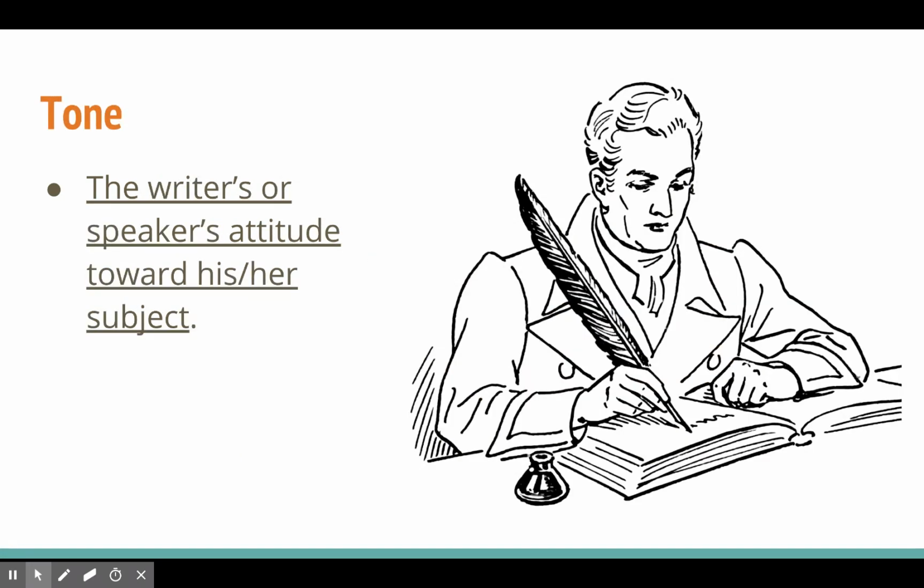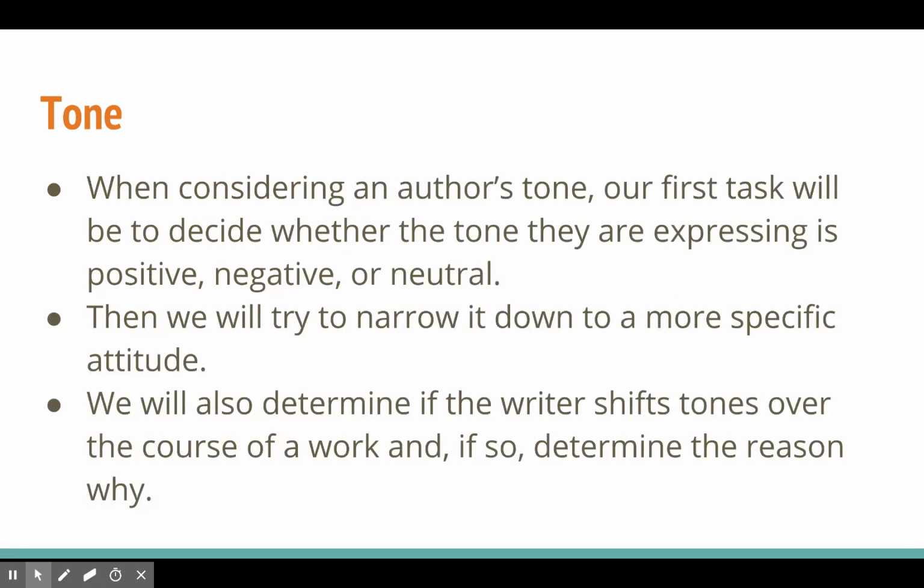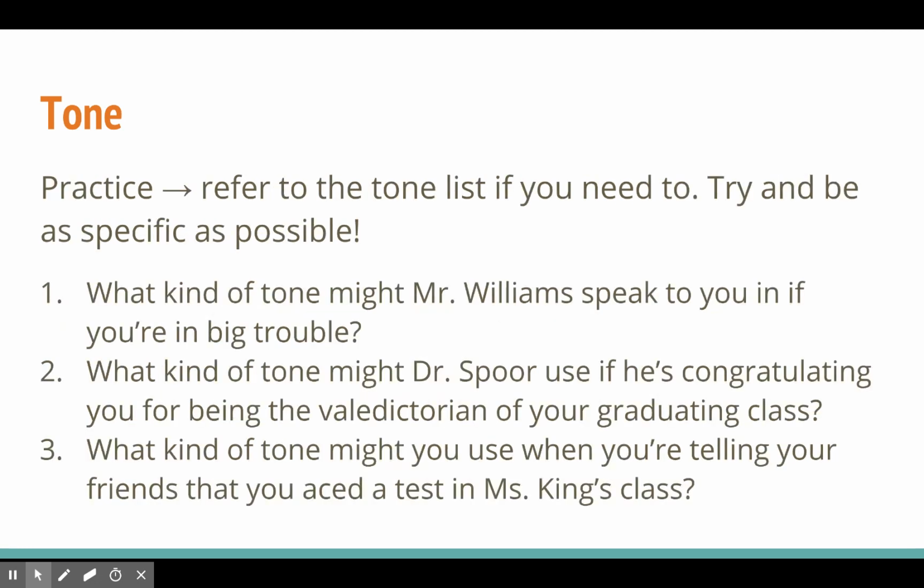Okay, first off, we have tone. Tone refers to the writer's or speaker's attitude towards his or her subject. So what is the writer's attitude towards the subject? Tone is about the writer. So when we consider an author's tone, it's easiest to just first decide if it's positive, negative, or neutral, and then from there you can be a little bit more specific as you pinpoint a specific tone. On the next page you have a huge old list of fun tone words. Obviously that's not all the tone words, but those are some fun ones.